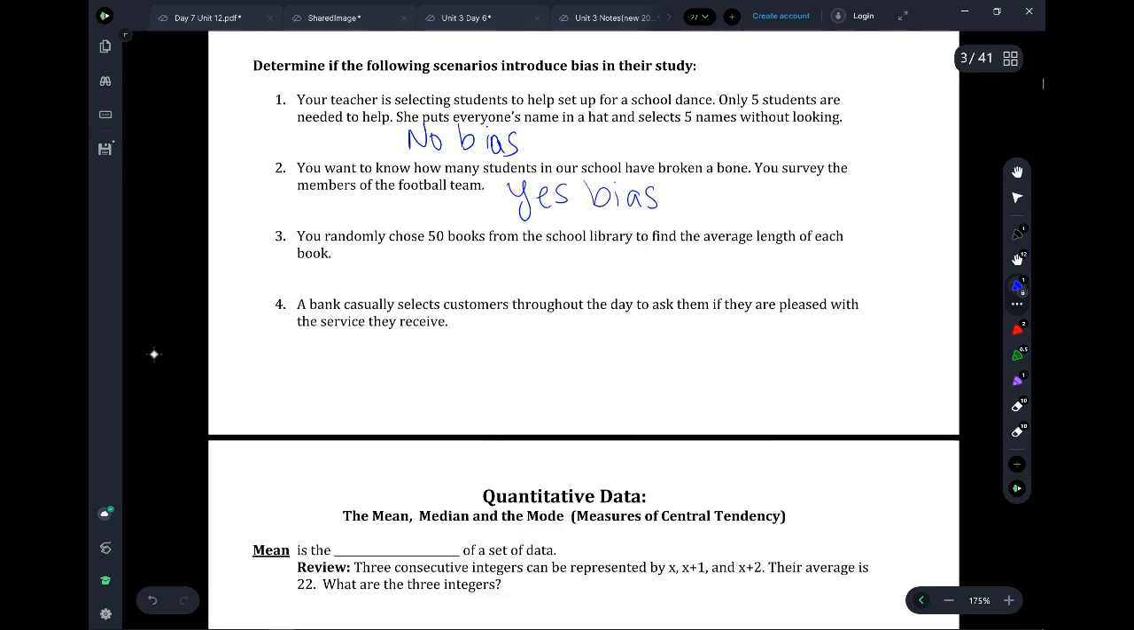Number 3, you randomly chose 50 books from the school library to find the average length of each book. Randomly chose, I like it, 50 books, that's a lot, so I'm going to say no bias on that one.